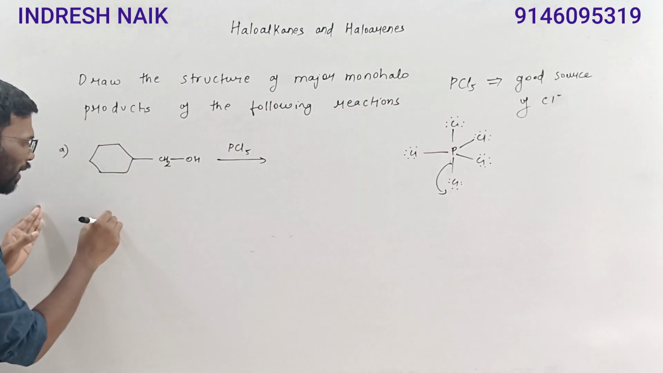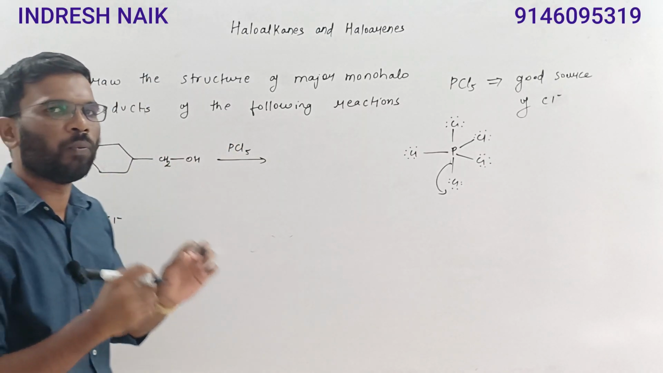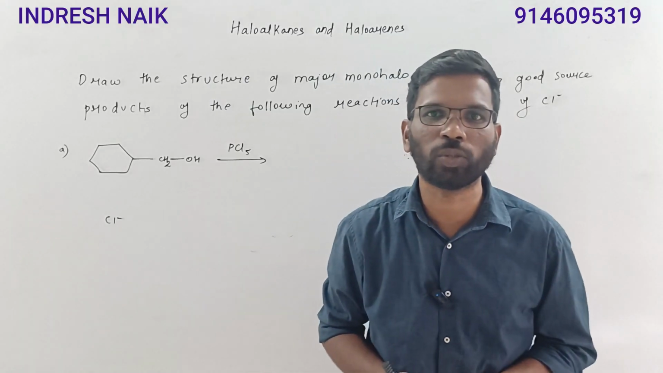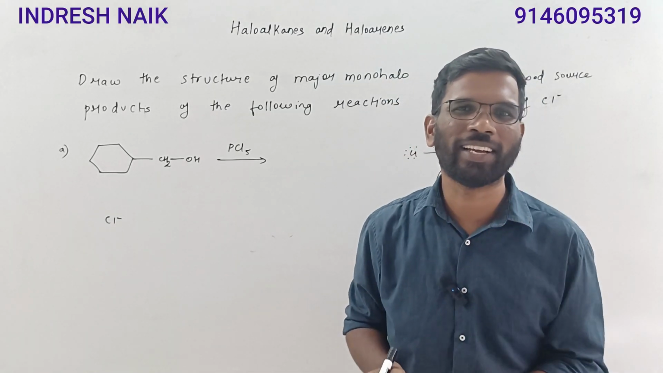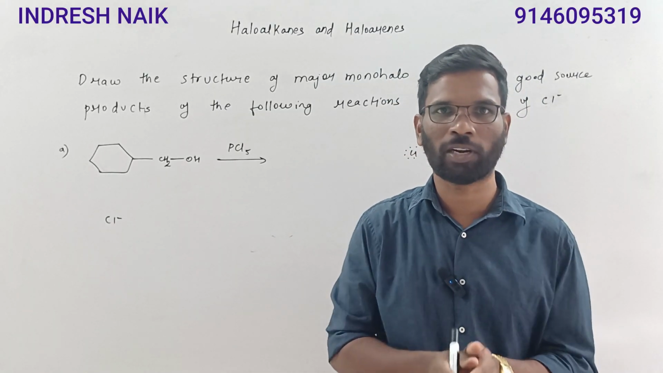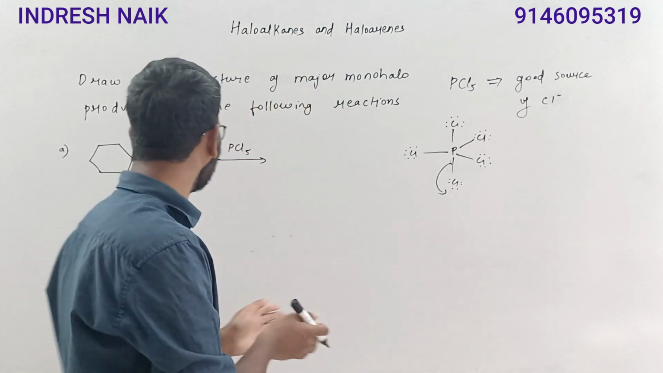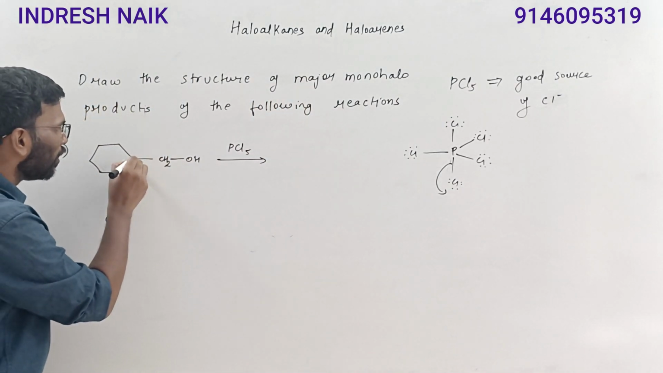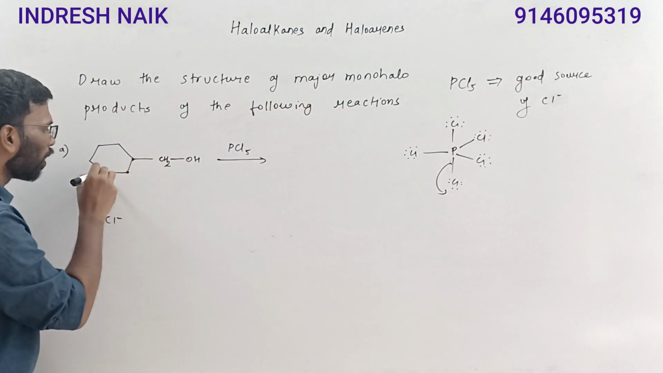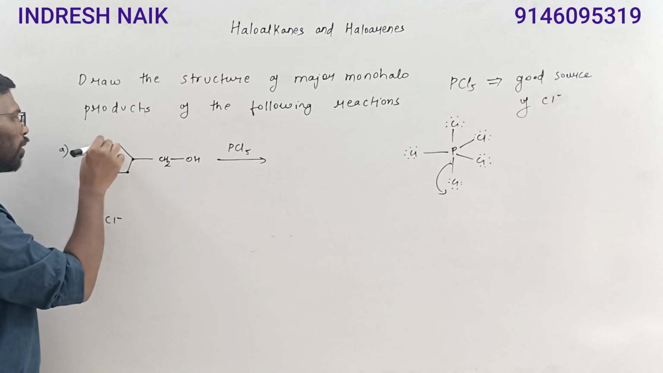Now it's very simple. There is a Cl minus, this is negative, where it is going to attack or where it is going to donate its electron, where there is a deficiency of the electron. Now which carbon over here? You see that this is also a carbon, this is also a carbon, this is also a carbon, here also there is a carbon and carbon.